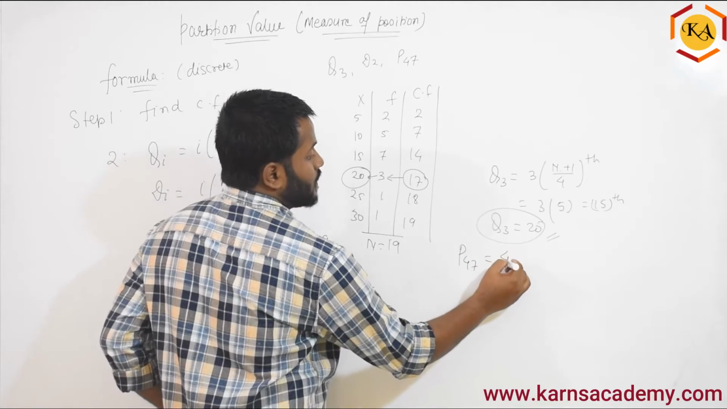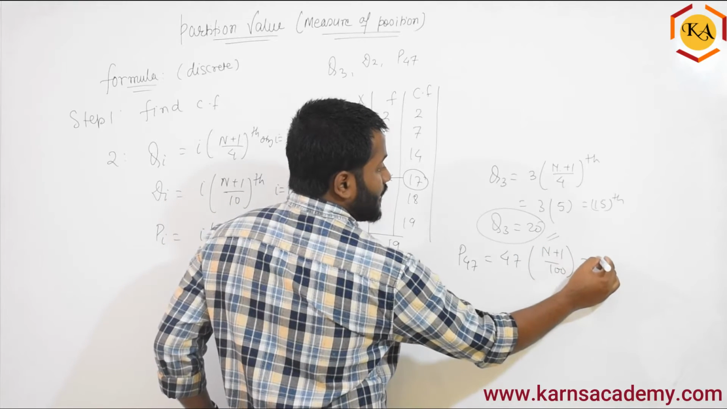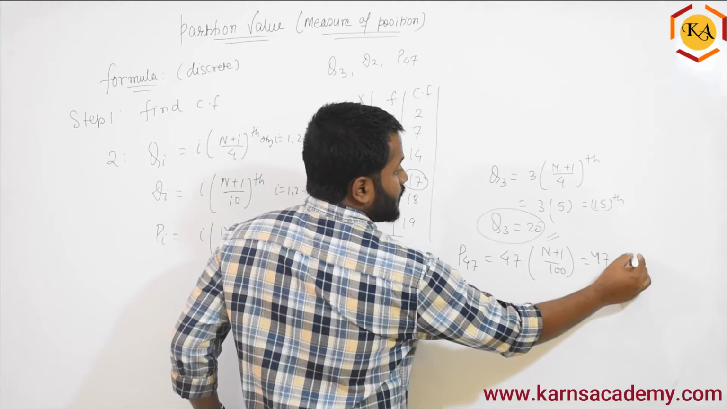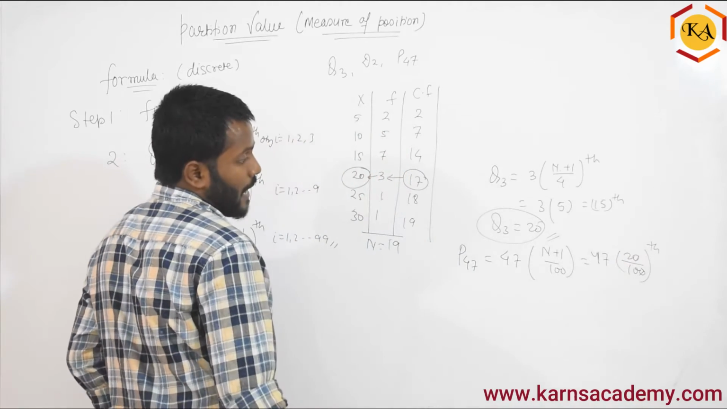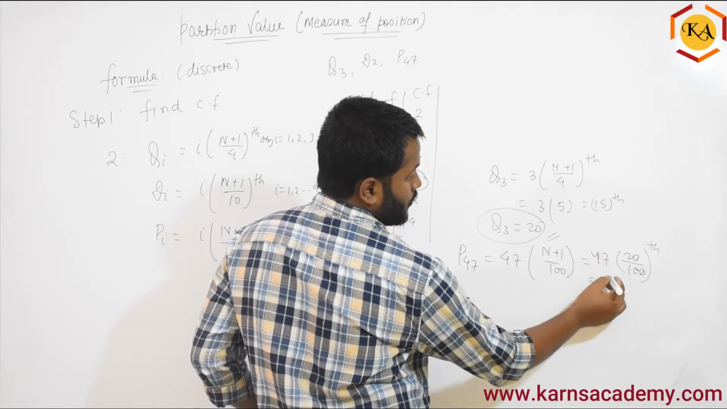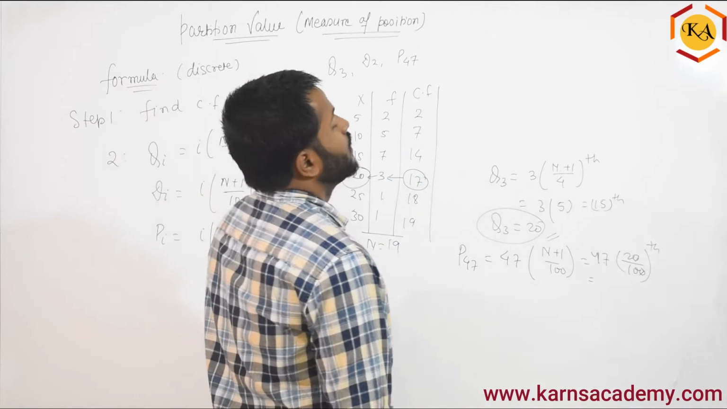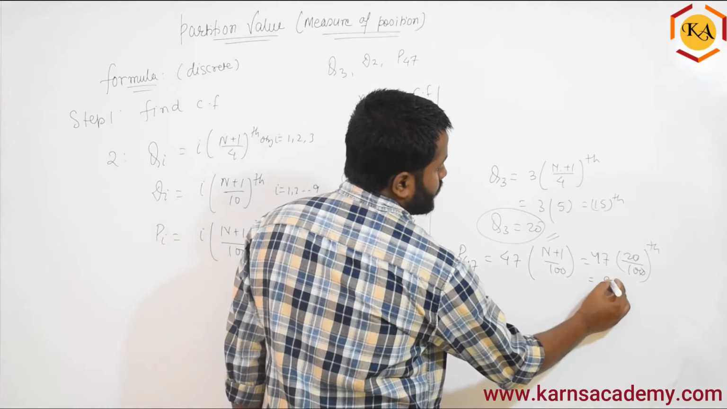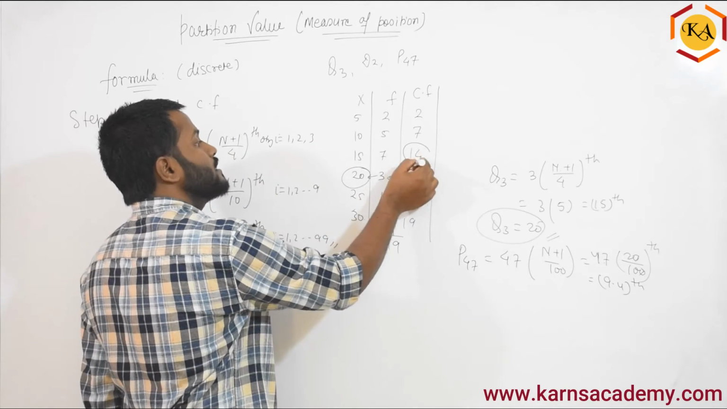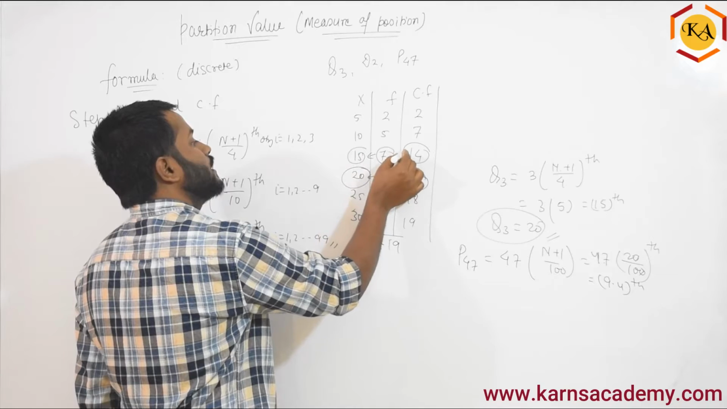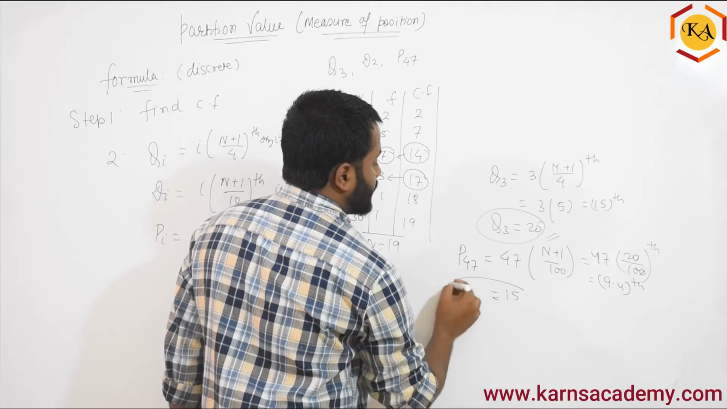P47 means 47 into N plus 1 by 100, which means N plus 1 is 20, so 20 by 100. If you multiply this, you can cancel the 0, 0 and then you get 4.7 into 2. So 4.7 into 2 is 9.4. You are going to select the corresponding value for this in the CF. So P47 is 15.